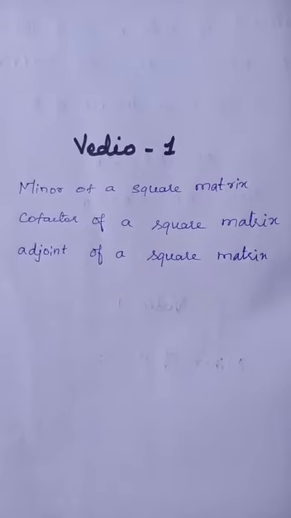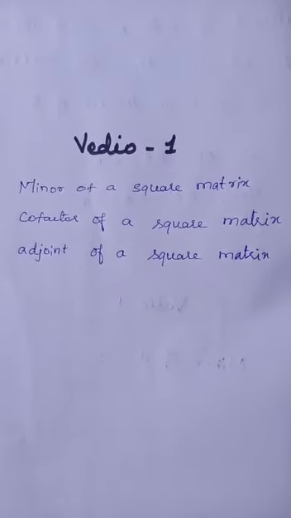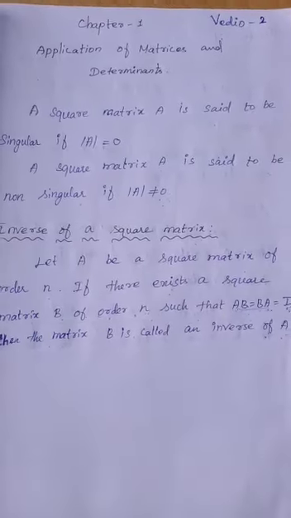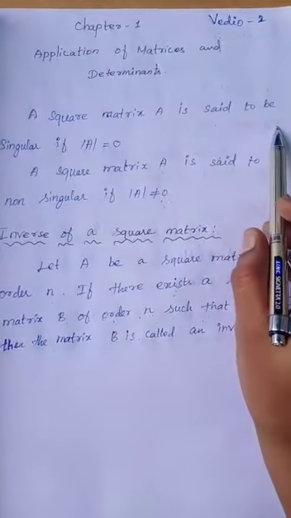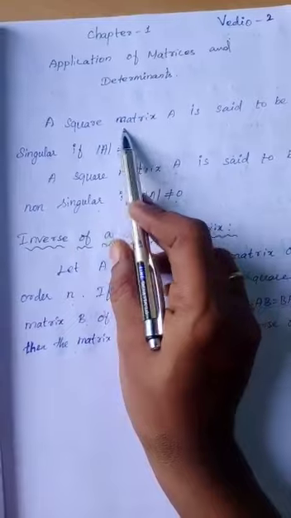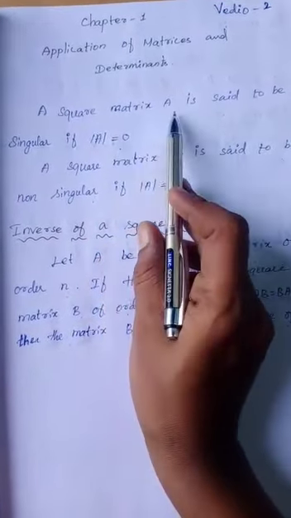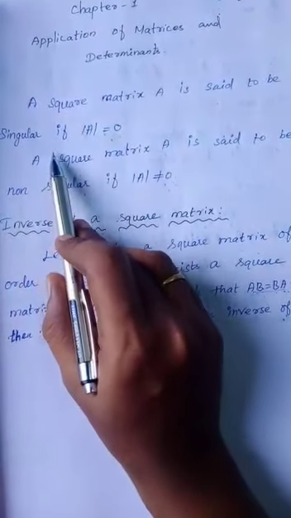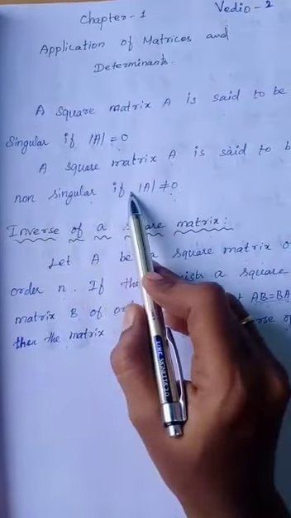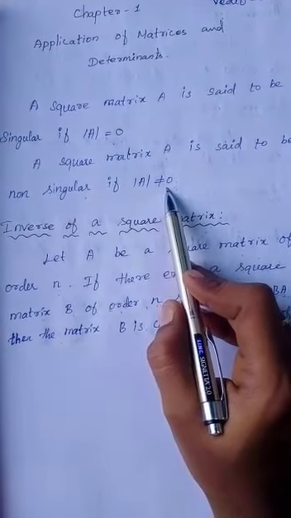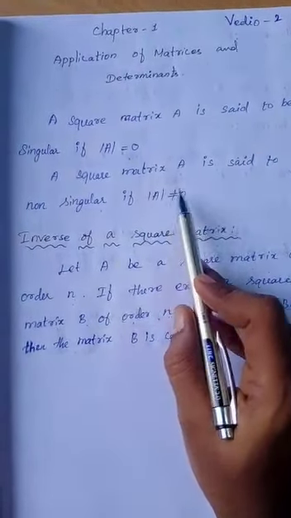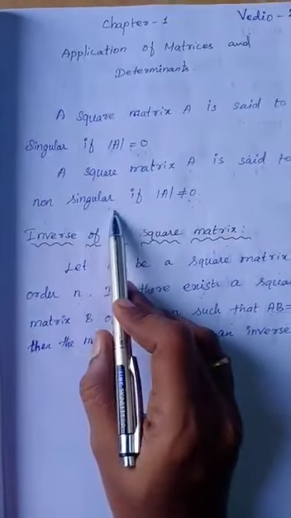So in my second video, I would like to teach some definitions and theorem statements. First definition: a square matrix A is said to be singular if determinant of A equals 0. If we find the determinant value is 0, that matrix A is called a singular matrix. A square matrix A is said to be non-singular if determinant of A is not equal to 0. If we find the determinant value is other than 0, that matrix A is called a non-singular matrix.